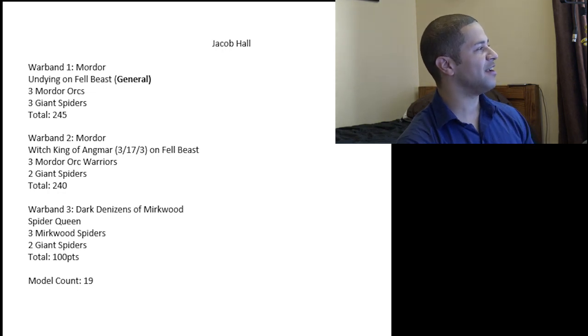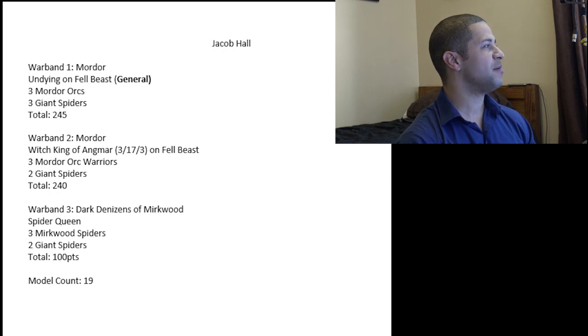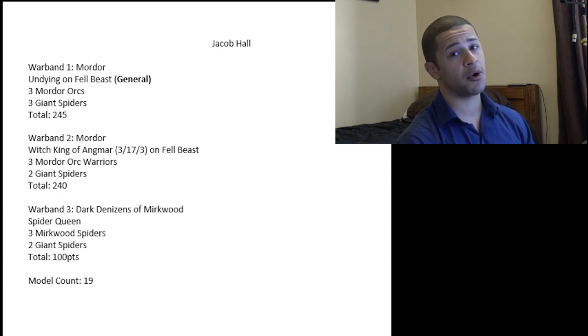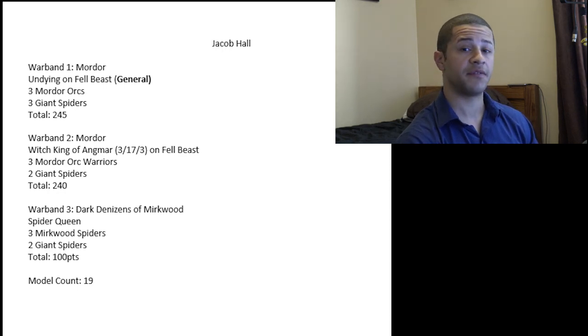He took an Undying on Fell Beast, and that's obviously his general. And then he has three Mortal Orcs, three Giant Spiders. Then he has the Witch King of Angmar, 317-3, on Fell Beast. He has three Mortal Orc Warriors, and then two Giant Spiders. And then he has the Spider Queen, which has three Mirkwood Spiders and two Giant Spiders. Now, it's only a model count of 19.